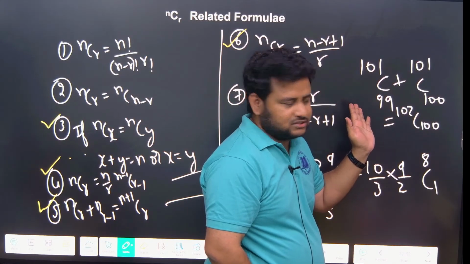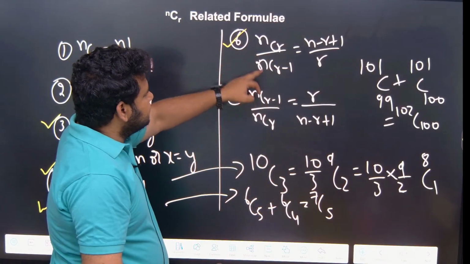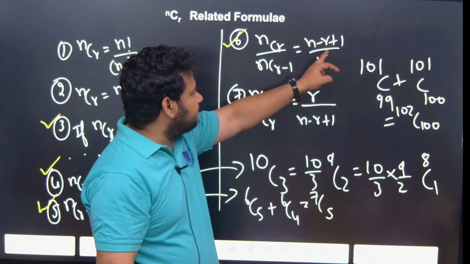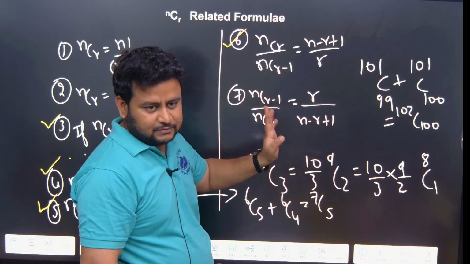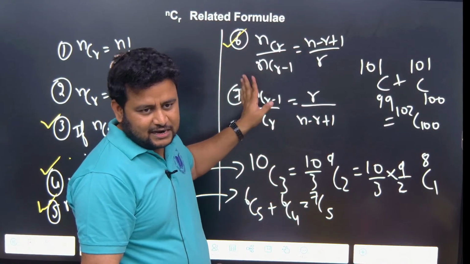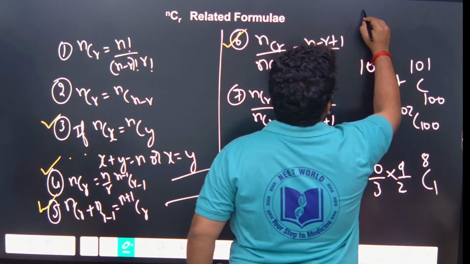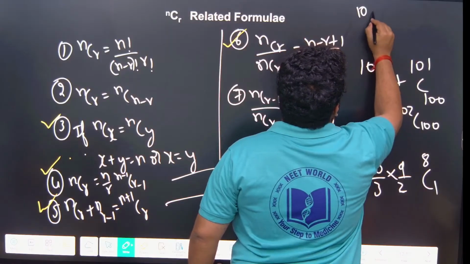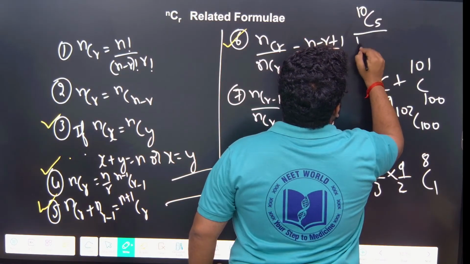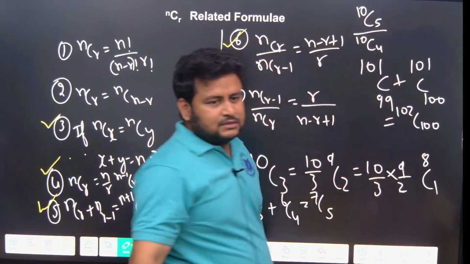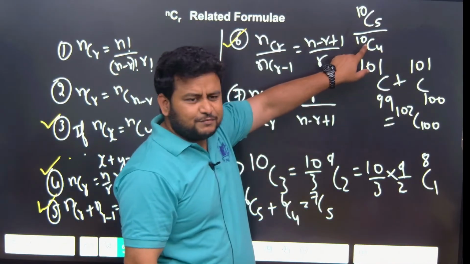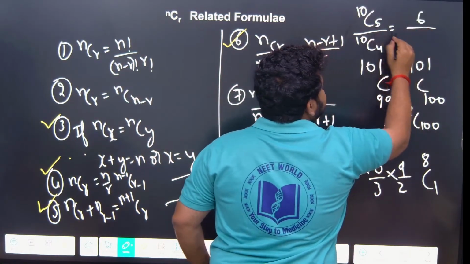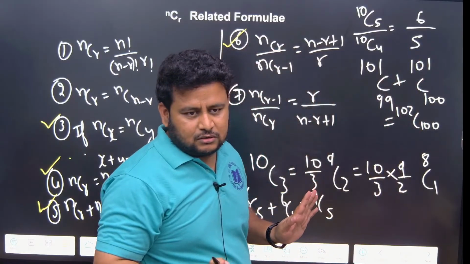Will we solve the questions? Next thing: nCr by nC(r minus 1). This formula is (n minus r plus 1) by r, and the reverse is r by (n minus r plus 1). This formula you don't have to learn by heart. Suppose they have given 10C5 by 10C4. 10C4 is in the denominator, so write it like this: 10 minus 4 is 6, and here it is 5. Write it as it is. That's all, that's the answer.